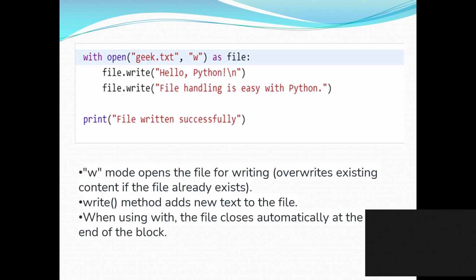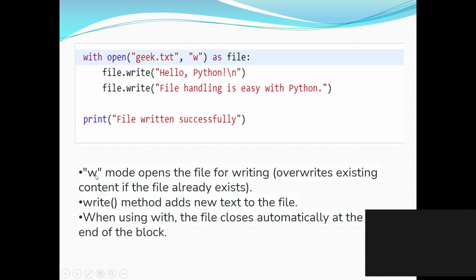So here I'm having file.write "hello python \n". The first line will be hello python, and then it goes to the next line using the escape sequence \n. The next time I'm having file.write "file handling is easy with Python". After that I'm printing "file written successfully". So what kind of output will it be doing? It prints "file written successfully". So this will be the required output.